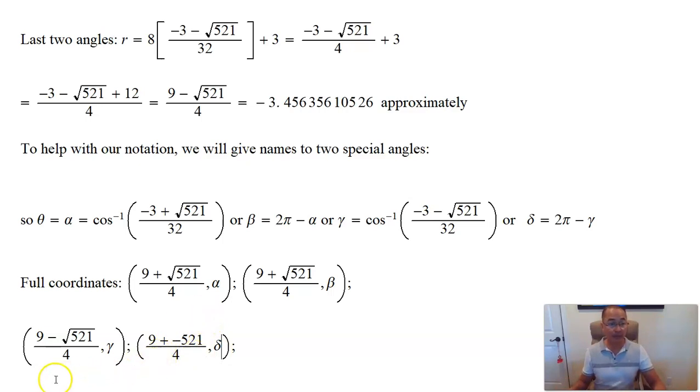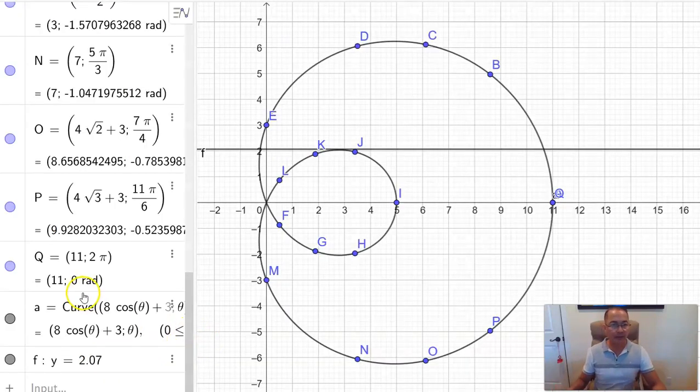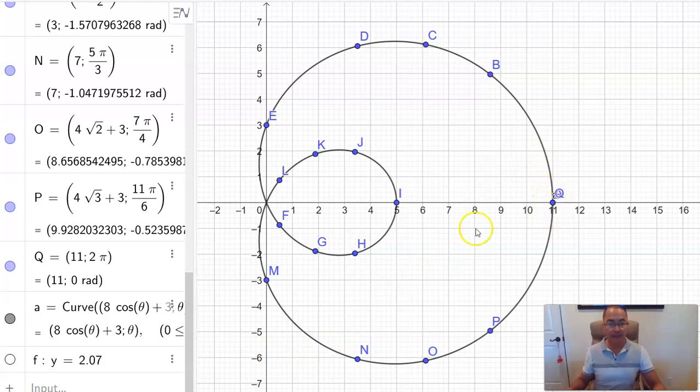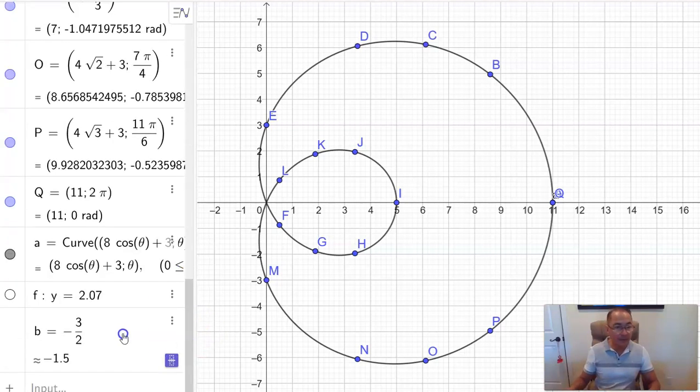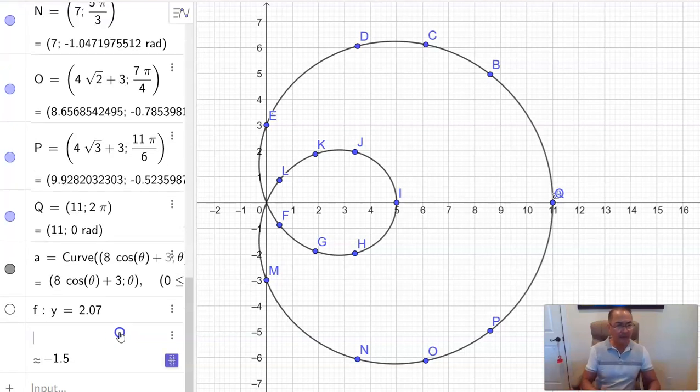Let's go back to GeoGebra and we will plot them in polar coordinates. All right. So let's start off with the 4 points when dx by d theta is 0. We already have 11, 0, and negative 5 pi. Those are points A and I. So we only have to plot minus 3 halves, semicolon, and let me try this. Okay, so here we go, minus 3 halves. Let's start over. Minus 3 halves and semicolon arc cosine of minus 3 over 16.